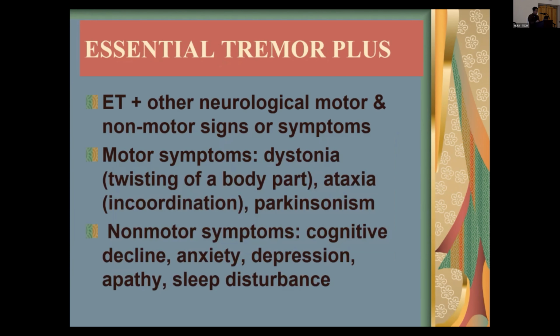And then what if the essential tremor patient has other neurological signs or symptoms? So we currently call these conditions essential tremor plus, or ET plus. So for instance, the most common neurological symptoms that accompany tremor would be motor symptoms like dystonia. Dystonia means a twisting of a body part. Ataxia, which is incoordination, and then Parkinsonism. But essential tremor with non-motor symptoms is also considered ET plus nowadays. So if you have ET and you develop cognitive decline or dementia, or you develop significant anxiety or depression, apathy, or sleep disturbance, we then reclassify you as ET plus.